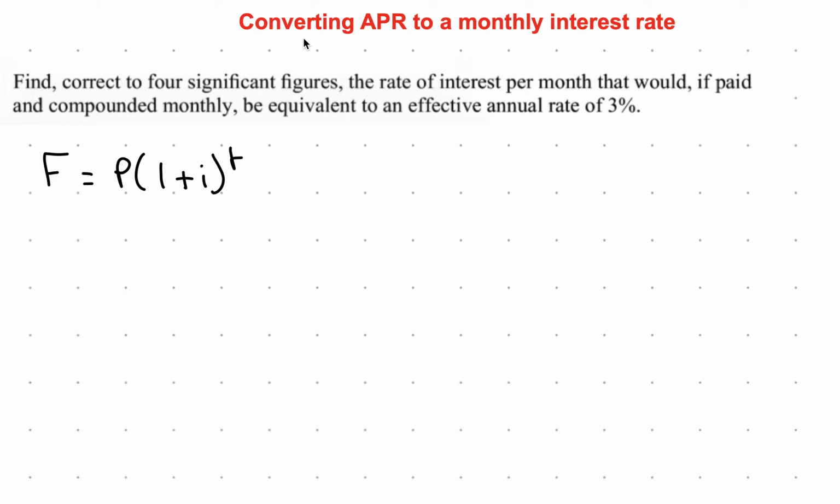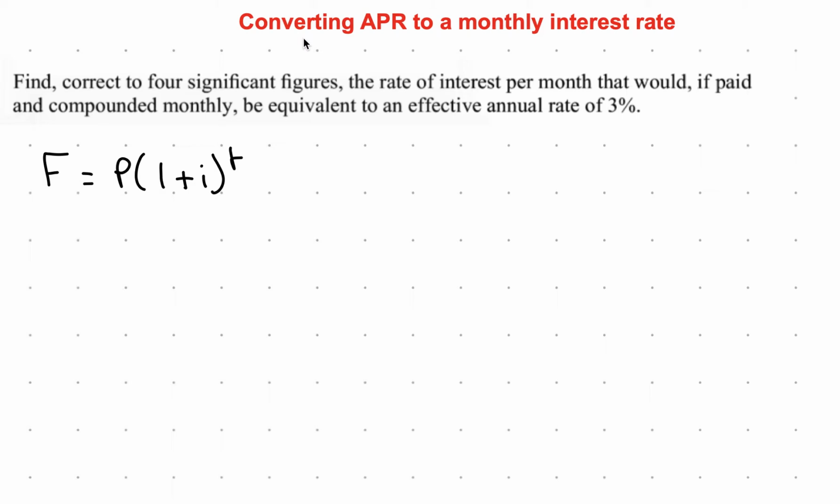In this video we're going to take a look at converting an annual rate into a monthly rate. So the type of question that could come up is: find, correct to 4 significant figures, the rate of interest per month that would, if paid and compounded monthly, be equivalent to an effective annual rate of 3%. So all we're looking at here is, if we had something being compounded monthly, what would the interest have to be for that to effectively amount to an additional 3%?